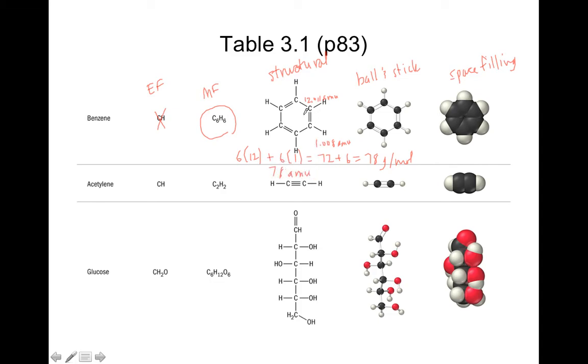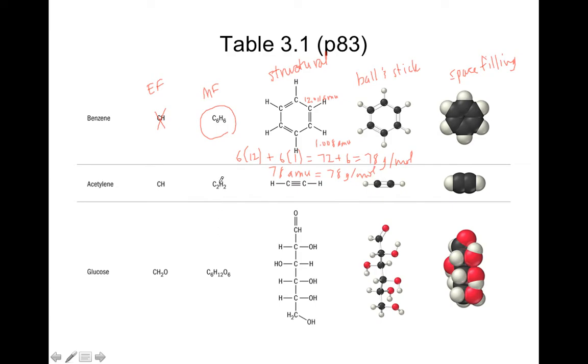But we're typically not dealing with only one atom, or rather one molecule. We're typically dealing with a group of them, so we would say it's 78 grams per mole. These two are the same thing. 78 AMU, 78 grams per mole. Okay?